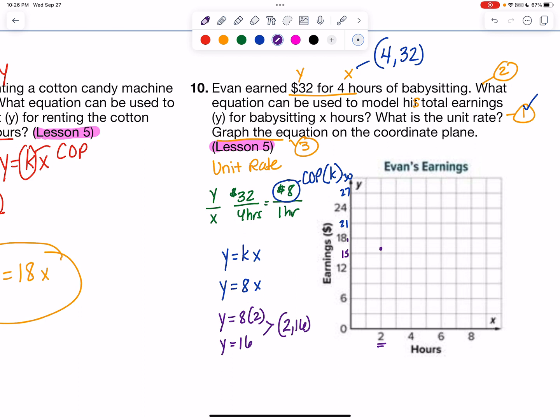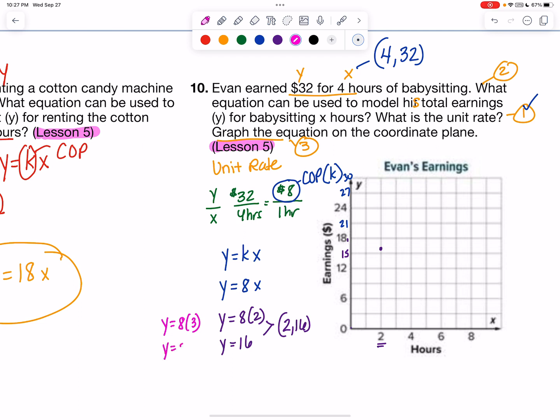Okay, now technically I don't need any more ordered pairs because I know it goes through the origin (0, 0). But let's do one more just to practice, okay? And maybe we try hour 3, okay? So I'm going to do y equals 8 times 3 this time. So let's see what the y would be.